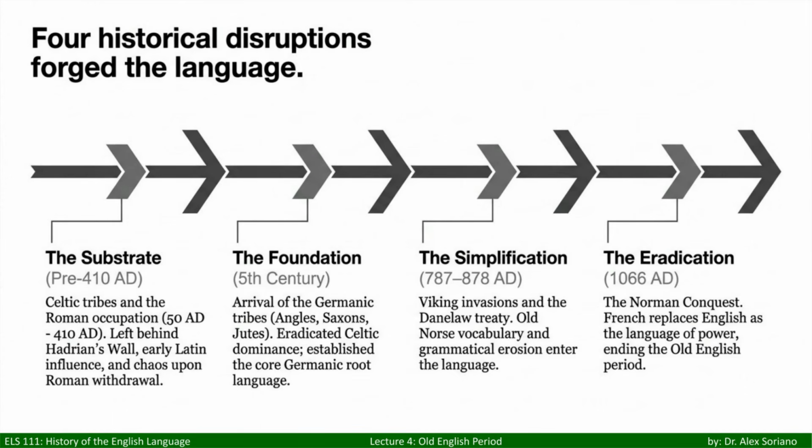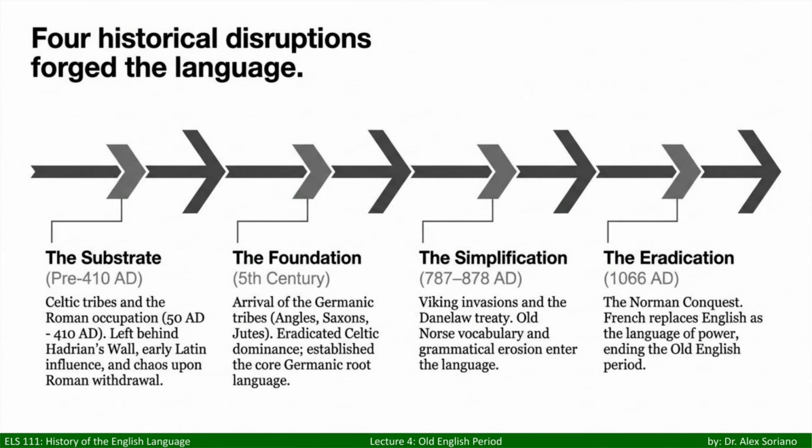The substrate, before 410 AD. Celtic tribes inhabit Britain, and Roman occupation runs roughly from the mid 1st century to 410 AD. The Romans leave behind Hadrian's Wall, some early Latin influence, and considerable chaos once they finally withdraw. The foundation, 5th century. The Germanic tribes arrive, the Angles, Saxons, and Jutes we discussed before. They eradicate Celtic dominance in most of the island and establish the core Germanic root language that becomes English.